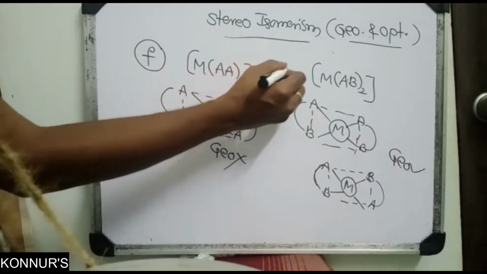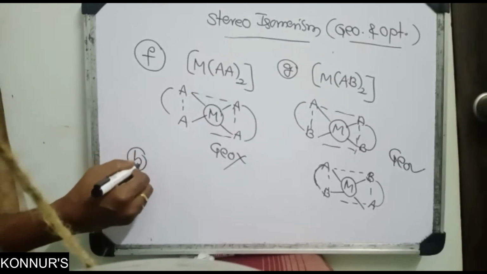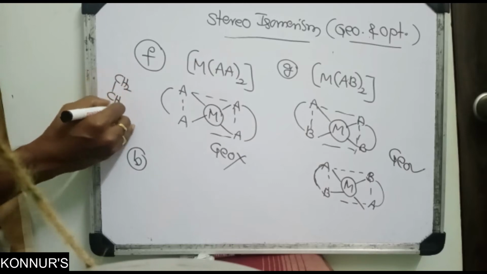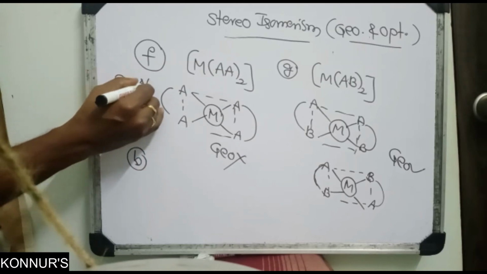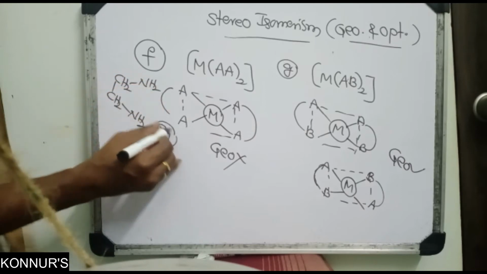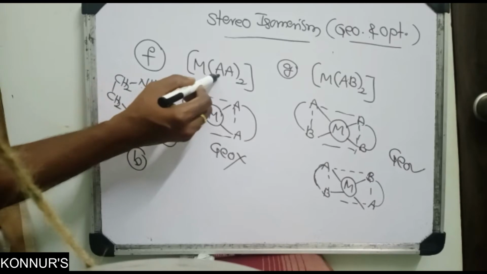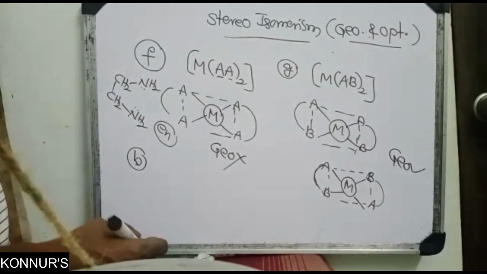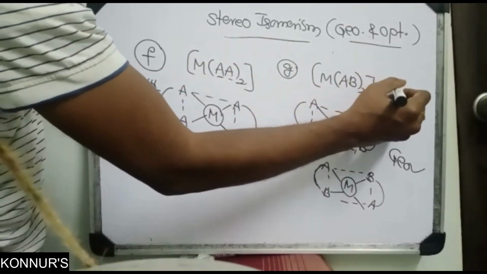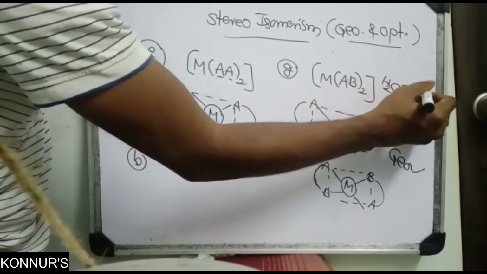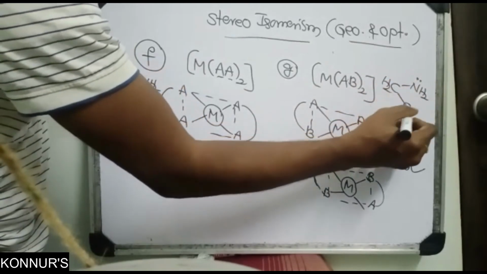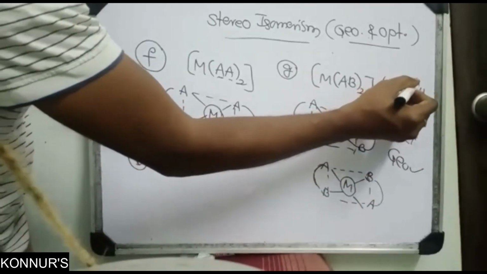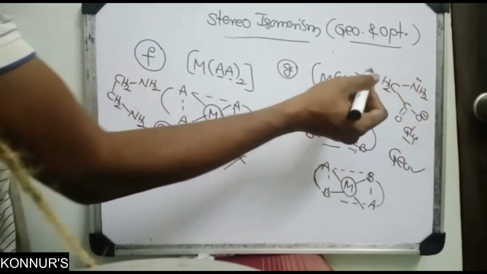Next, suppose bidentate, see, AA means what? CH2, CH2, NH2, NH2. This is what? Ethylenediamine. Ethylenediamine is the same ligand on both ends, so that is AA. AB type means what? Glycinato. CH2, NH2 is one donor, COO minus is the other. So here A is one donor and B is another donor. Different donors, that is AB.